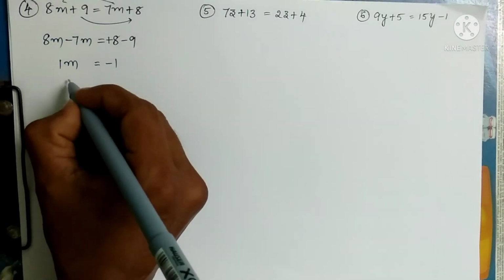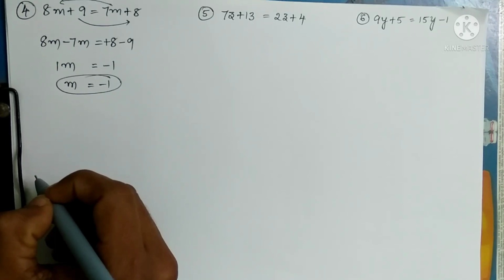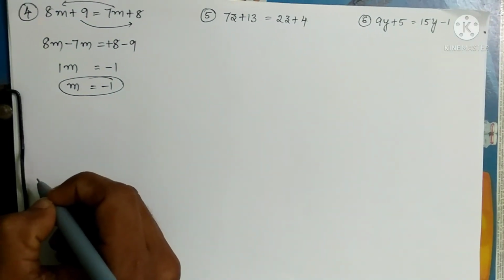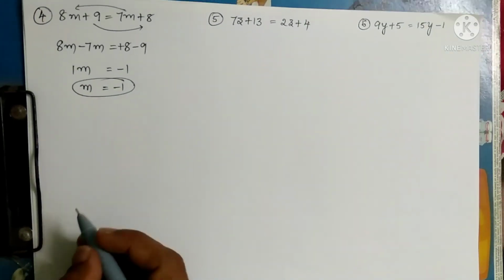Now 1 into m is nothing but m. m is equal to minus 1. So the value of m is equal to minus 1. So we have to check whether this satisfies or not.